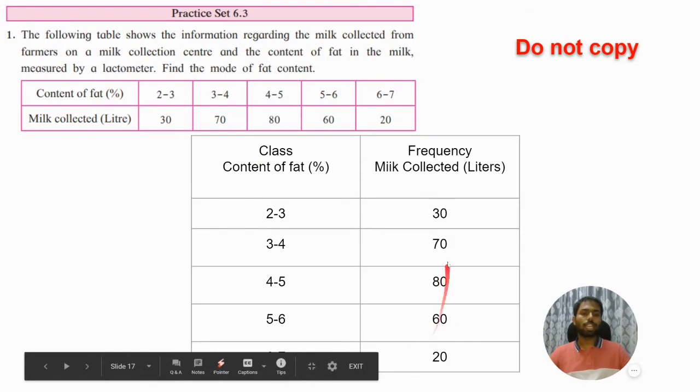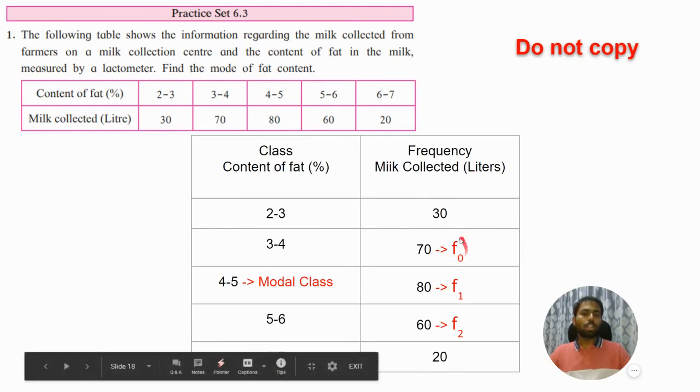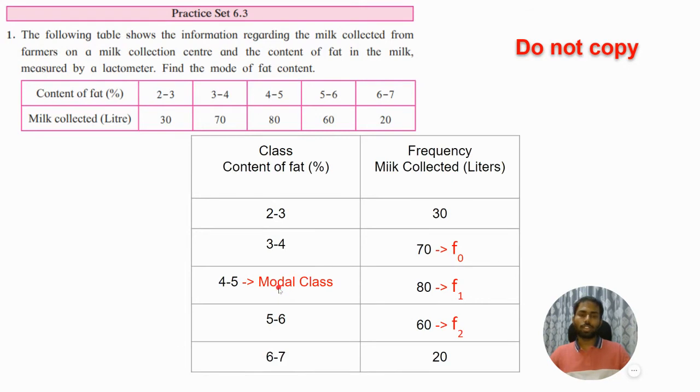सबसे बड़ा नंबर कौन सा है? 80. So 80 is the highest frequency, right? That you will call as F1. उसके ऊपर का F0, उसके नीचे का F2 और उसके लेफ्ट का modal class हो जाएगा. Okay, I'm going to repeat this one more time.